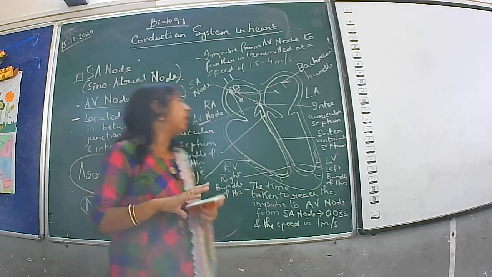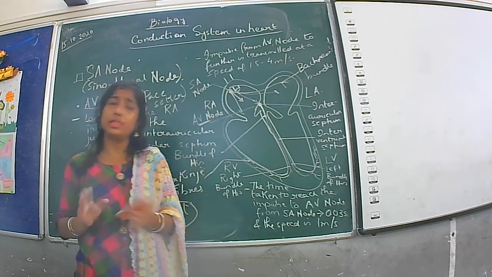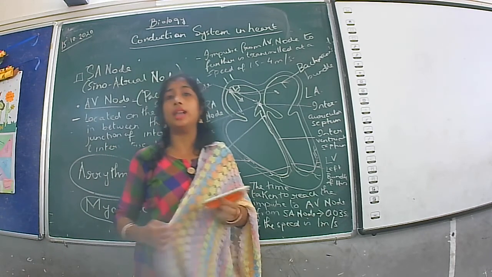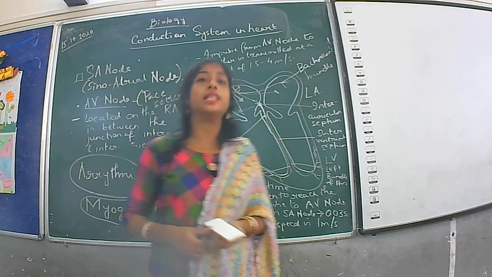So this is what you have studied about the conducting system. This is all about the conducting system of the heart. In the next lesson, we will be understanding about the cardiac muscles.